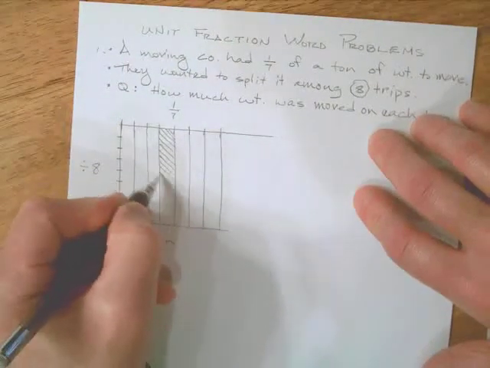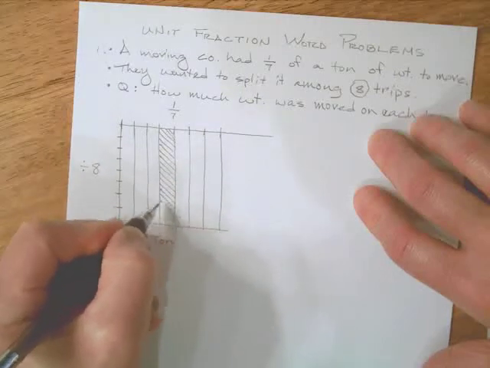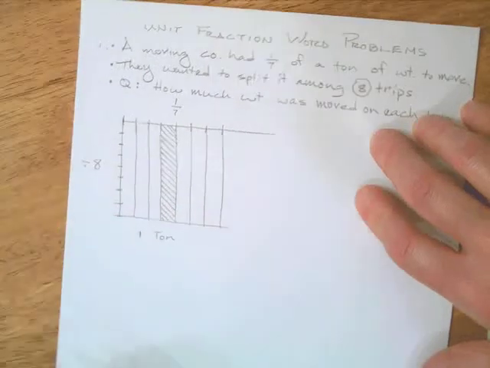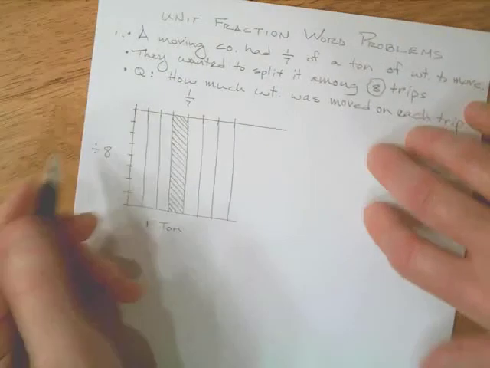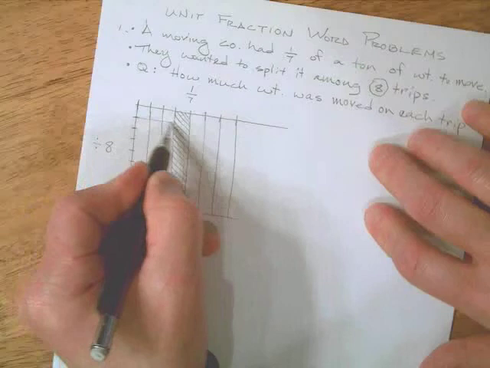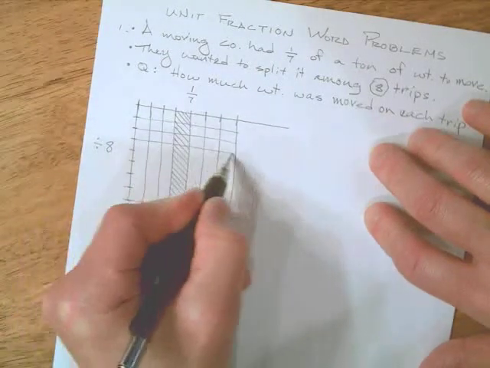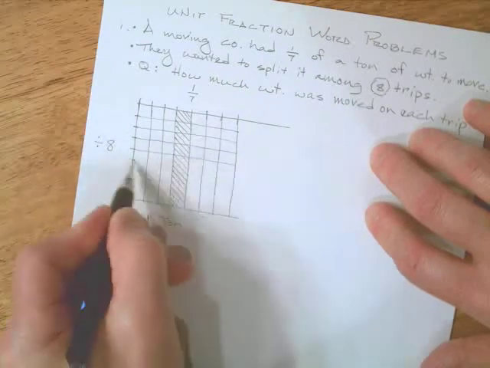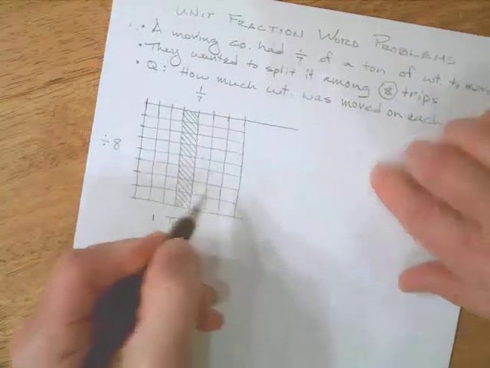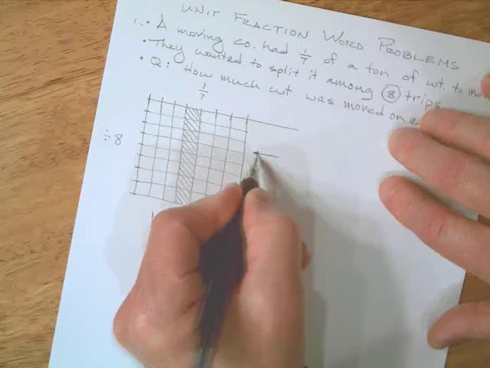Okay. And there is something called a metric ton. We're not going to get into that, but this is in standard measurement. So we have a ton here, 2,000 pounds. And we're dividing it into 8 trips. So now I'm going to just take this, I'm going to divide it. Now I divided it once, twice, 3 times, 4 times, 5, 6, and then 7 and 8. And I wanted to know how much was moved on each trip. So I'll just take any one trip. It doesn't matter which one. I'll take this one right here.